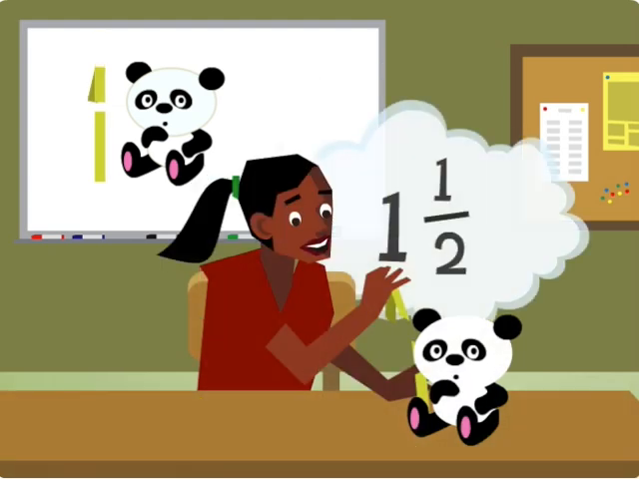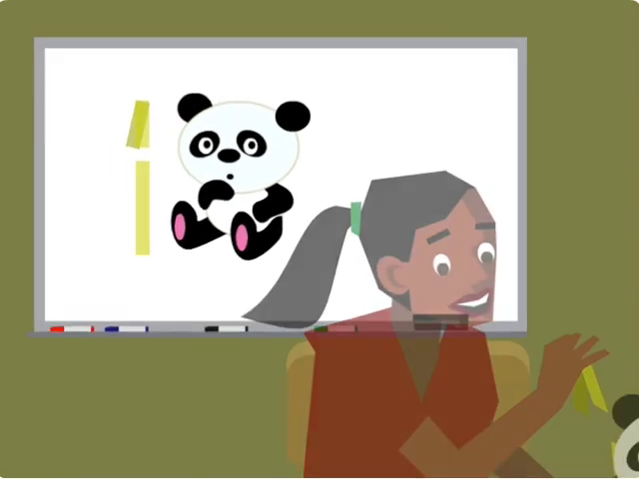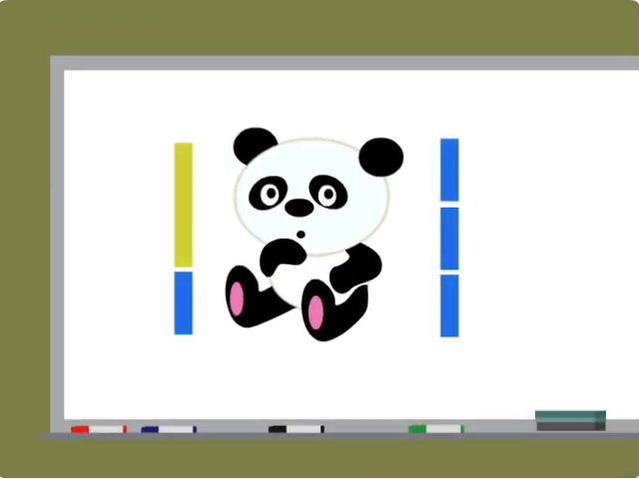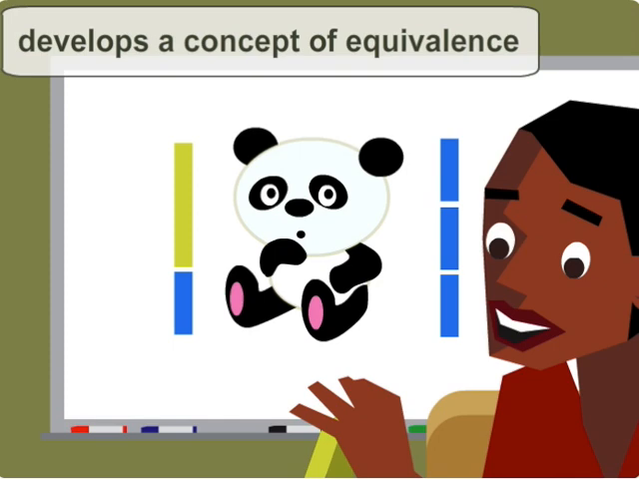She addresses the problem by folding a yellow strip in half to measure the full length of the bear. The teacher then gives her blue strips that are half as long as the yellow strips. The student experiments and finds different ways to measure the bear. Practice with fraction strips is fun for children and develops a concept of equivalence.